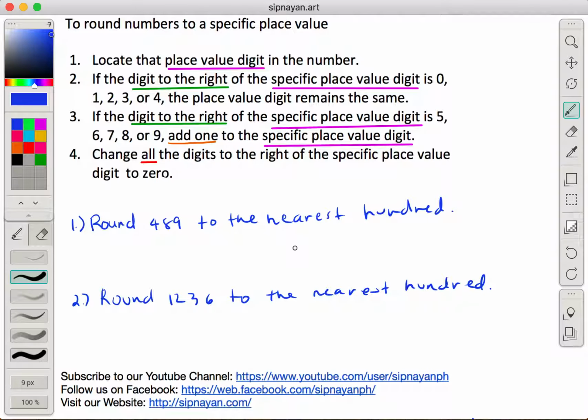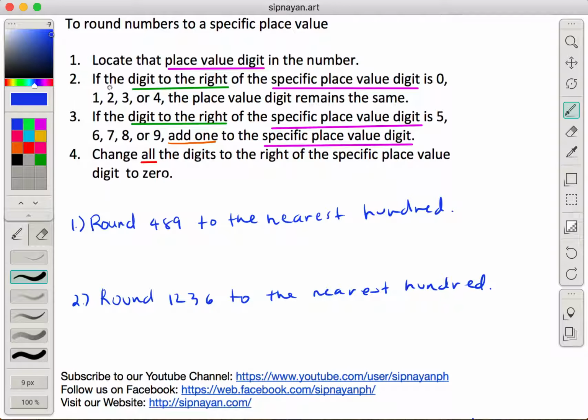In this video ay itutuloy natin yung series natin on rounding numbers, no? And from the previous two videos, pinag-aralan natin yung mga rules, no? Or steps in rounding numbers to the nearest place value, no? Na ini-specify natin. No? So, for example, in the first number, we have to round 489 to the nearest 100, no?